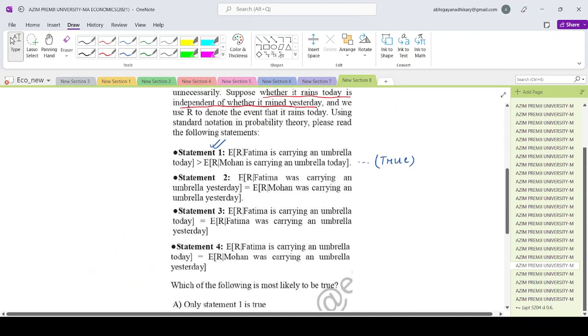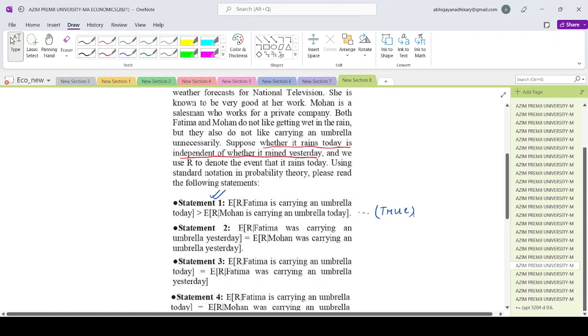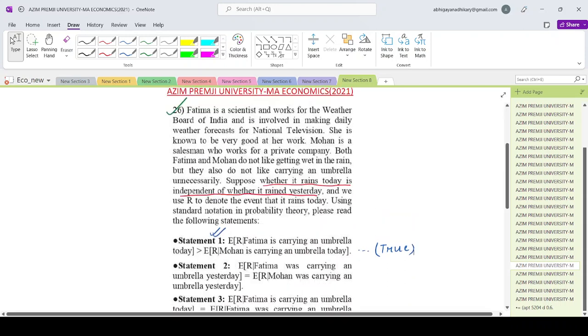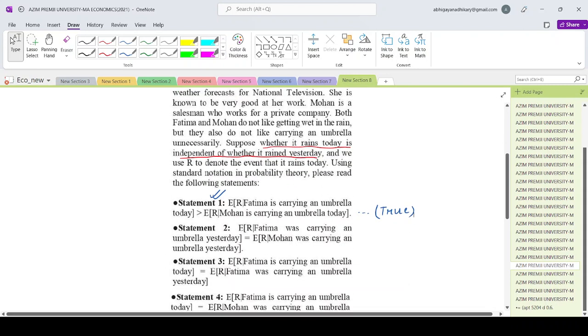So clearly, what we understand is that since Fatima works in the weather board, she's taking kind of a more informed decision as compared to Mohan, who is a salesman. And note another important thing, that whether it rains today is independent of whether it has rained yesterday or not. So today's decision is kind of independent of yesterday's decision. The degree of rain has nothing to do with it. And whether it will rain or not will determine whether the person will carry an umbrella or not.